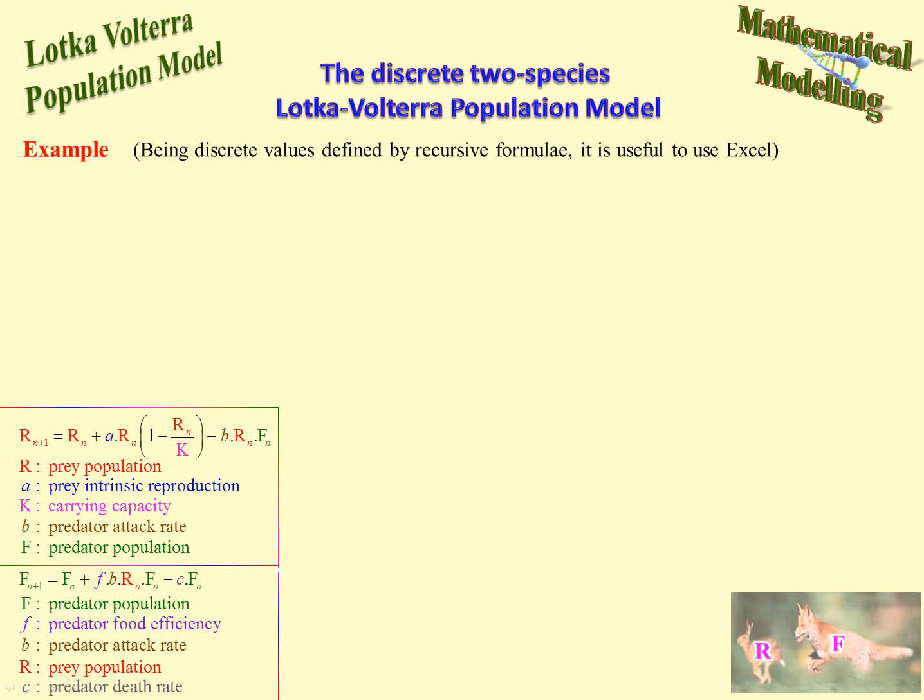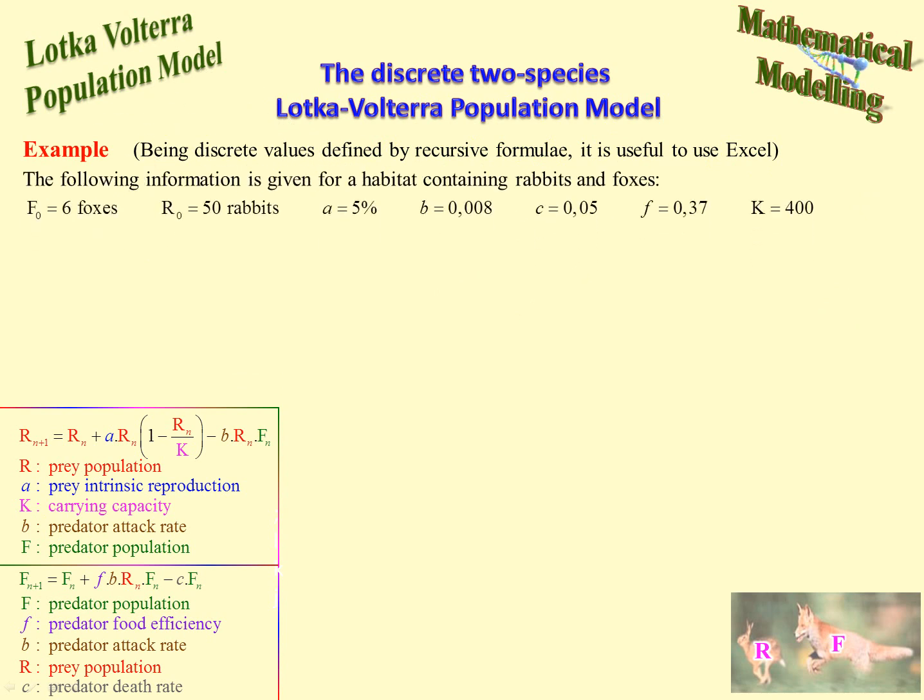Now, let's have a look at an example. And just a note here, being discrete values defined by a recursive formula, it's actually quite useful to use Excel because you can put in a formula and copy it down. So here we are. Quite simply, the following information is given for a habitat containing rabbits and foxes. Now, all we've done is given all these factors. There they are there. There's the effectiveness. That's the predator food efficiency. So in other words, they're at 0.37 efficiency for turning that into growth.